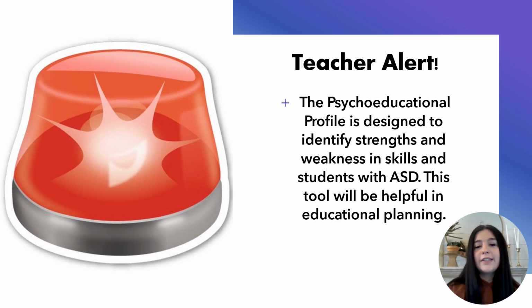Teacher alert: the psychoeducational profile is designed to identify strengths and weaknesses and skills in students with ASD. This will be helpful in your educational planning. The psychoeducational profile has 2 parts. The first part is a caregiver report. This is where caregivers identify areas of deficiency and the degree to which it interferes with the child's development.